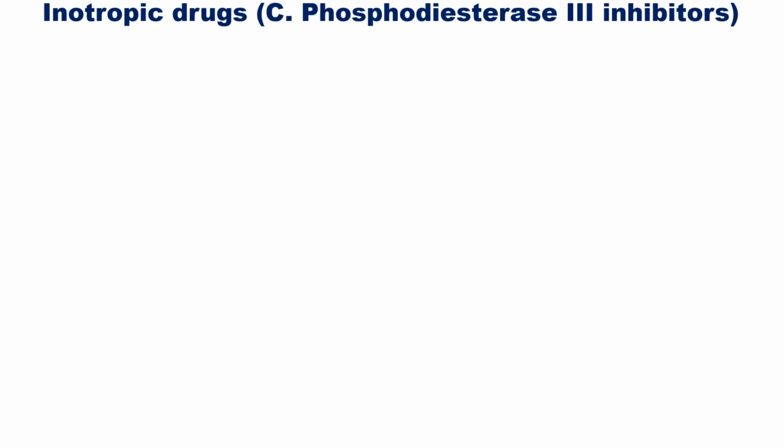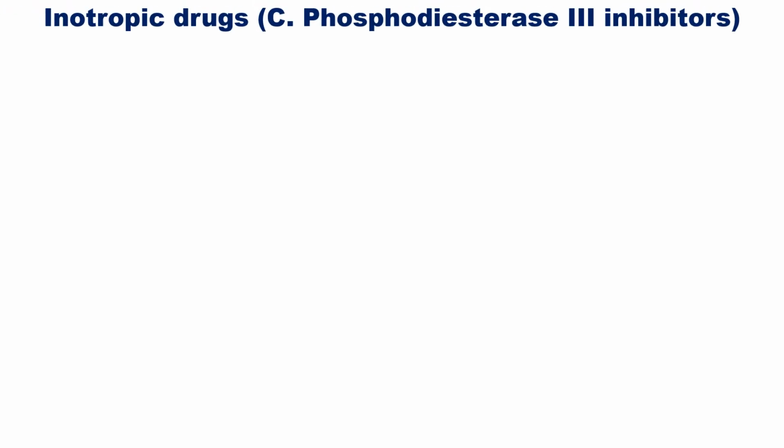The third subcategory of inotropic drugs is phosphodiesterase 3 inhibitors. The word itself gives the meaning: these are the agents that inhibit the enzyme phosphodiesterase 3. Example, milrinone. Now the question is, how can CHF be treated by inhibiting the phosphodiesterase enzyme? What is the relationship between CHF and phosphodiesterase? Let us understand. Usually, phosphodiesterase degrades or hydrolyzes intracellular cyclic AMP.